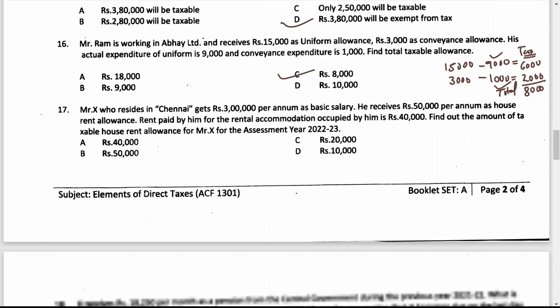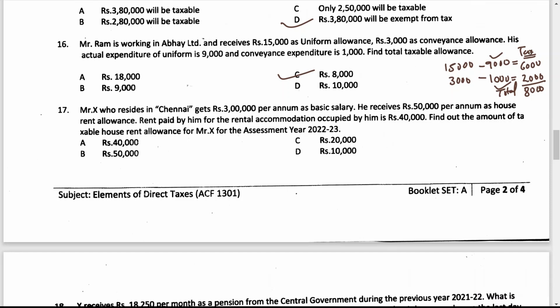Now next one, Mr. X, who resides in Chennai, gets rupees 3 lakh per annum as a basic salary. He receives 50,000 per annum as a house rent allowance. Rent paid by him for the rental accommodation occupied by him is rupees 40,000. Find out the amount of taxable house rent allowance for Mr. X for the assessment year 2022-23. So in this case, 17, A will become your answer.